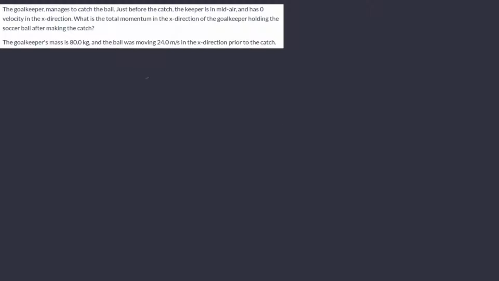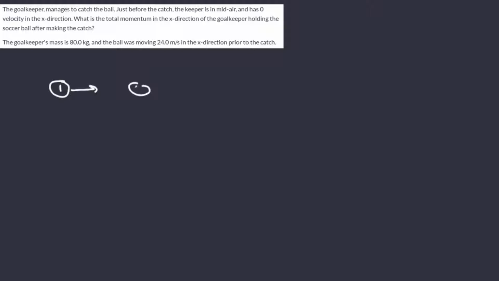So let's take a look at the next problem here. It says that the goalkeeper manages to catch the ball, and just before the catch, the keeper is in midair and has 0 velocity in the x direction. What is the total momentum in the x direction of the goalkeeper holding the soccer ball after making the catch?